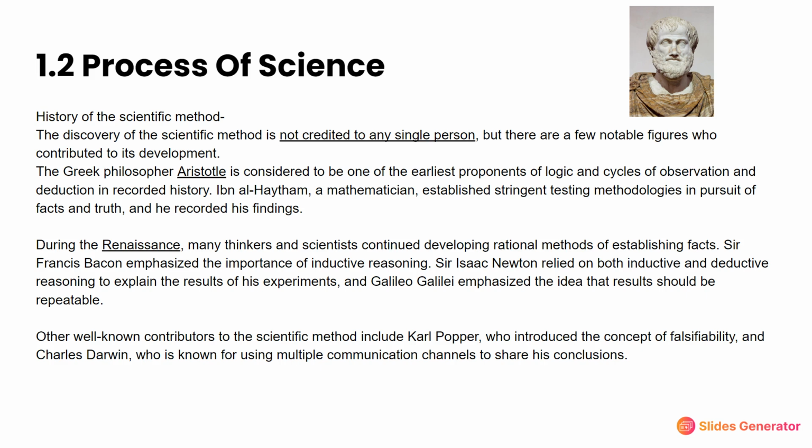So Aristotle, his picture is here, is considered one of the earliest scientists that talked about logic and cycles of observation. During the Renaissance, that's when many thinkers and scientists continued developing rational ideas of how do we discover new things and prove that they are facts. And so we've got Sir Isaac Newton, of course, that we know about gravity, or Galileo with the planets. So there's lots of well-known scientists that we're going to learn about this year.